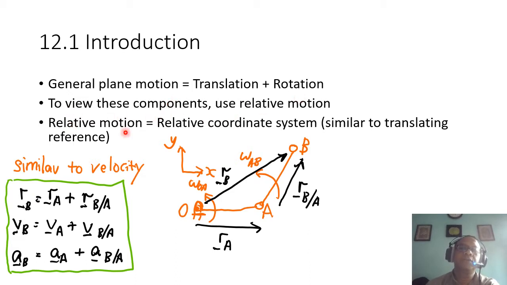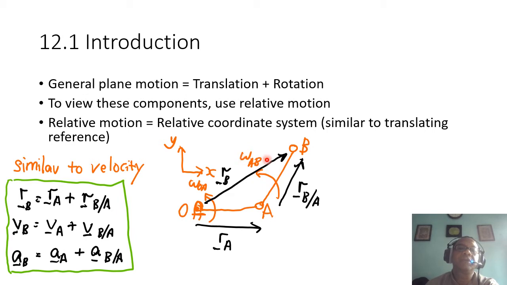And in relative motion, we have the relative coordinate system, which is similar to the translating reference we have done for the particles. So here is the case where I show you the two links OA and AB, and OA is rotating about a fixed axis rotation about O, and B is rotating about A, and then from there, let's say the velocity of OA is omega OA, and the angular velocity of AB is omega AB.